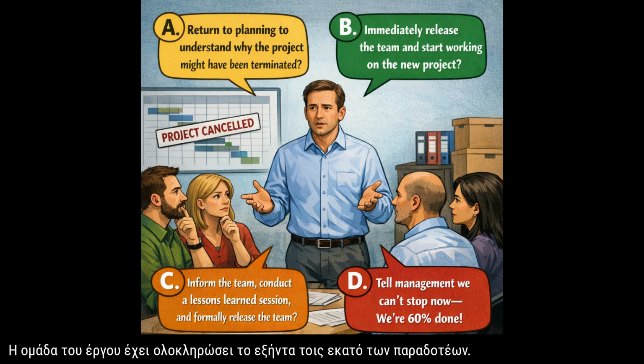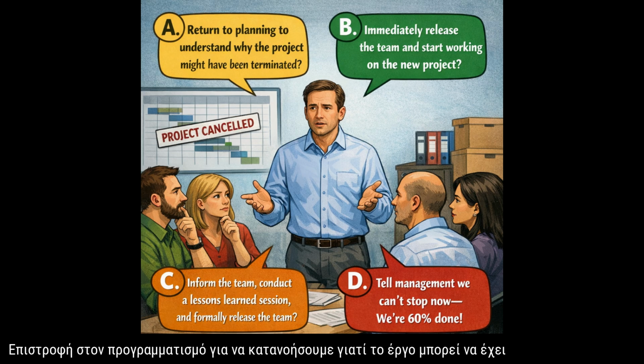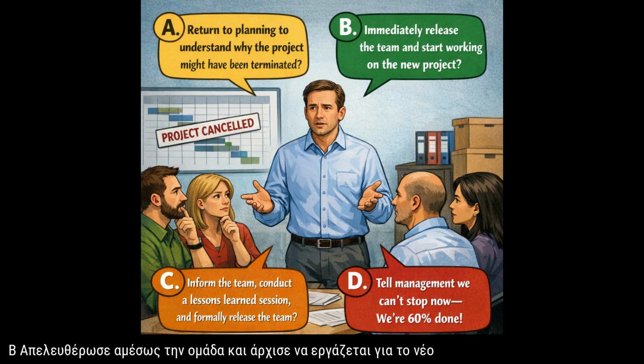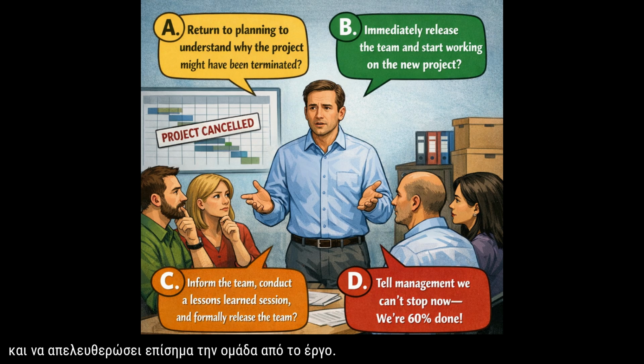The project team has completed 60% of the deliverables when management informs the project manager that the project will be canceled immediately. The team will be reassigned to a new project that management considers more important. What should the project manager do right away? A. Return to planning to understand why the project might have been terminated. B. Immediately release the team and start working on the new project. C. Inform the project team, conduct a lessons learned session and formally release the team from the project. D. Inform management that the project cannot stop because the deliverables are 60% done.